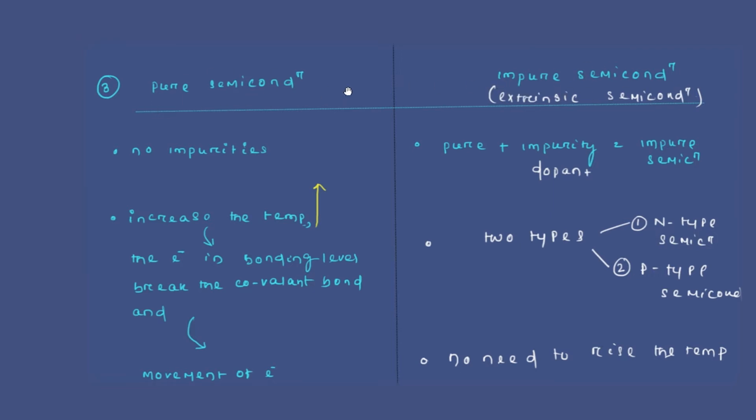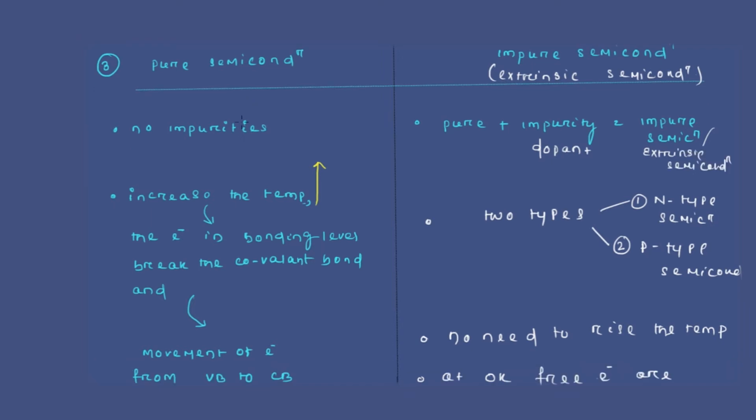Pure semiconductor means there is no impurities, there is no interstitial impurities. But impure semiconductor means if you take a pure semiconductor plus if you add some impurities, which is popularly known as dopant element, this becomes impure semiconductor or extrinsic semiconductor.